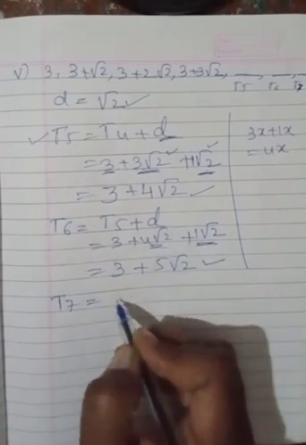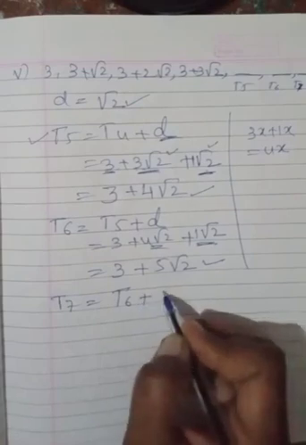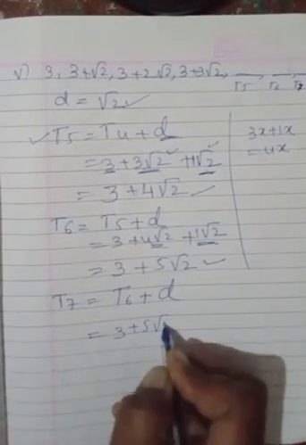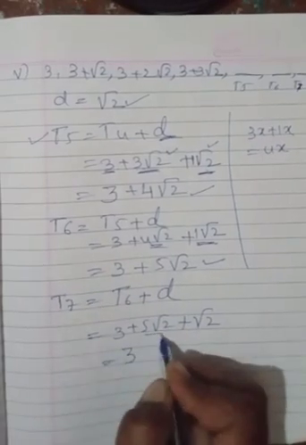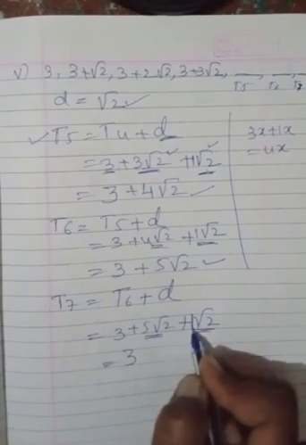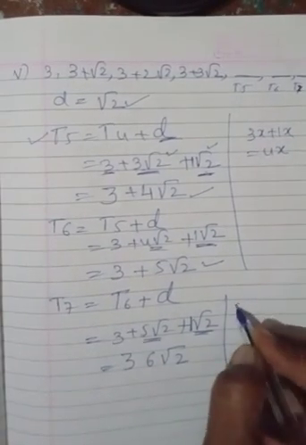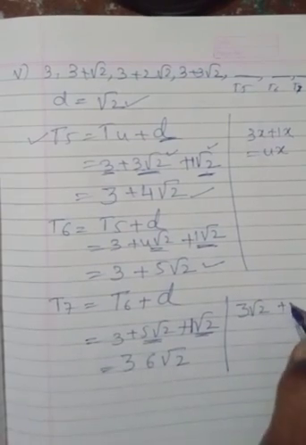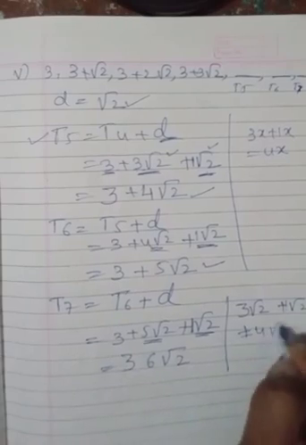For finding T7, we are adding the 6th term and the common difference. The 6th term is 3 plus 5 root 2, plus the common difference root 2. This 3 stays as it is, as I told you. For 5 root 2, the root 2 is 1 root 2, so 5 plus 1 is 6 root 2. Once again I would like to conclude this way: 3 root 2 or whatever it is plus root 2, or 1 root 2, is not equal to 4 root 4.